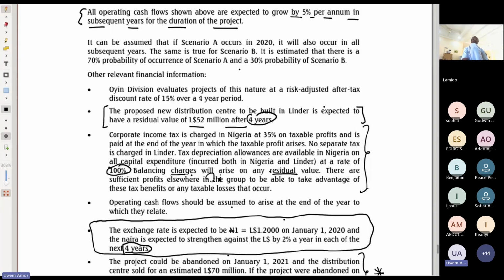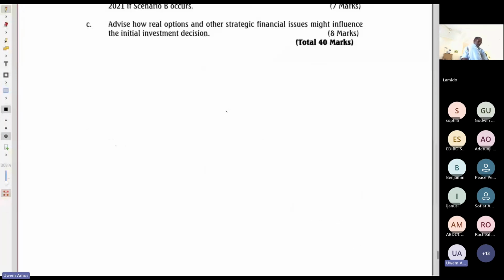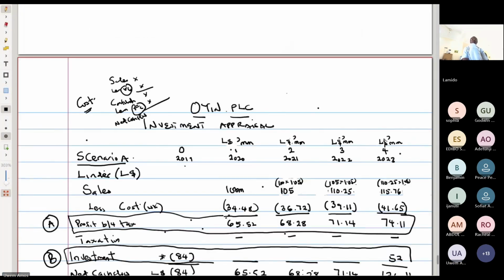When is it happening? At the end of the project, which is year 4. After the end of the project, we're going to sell the project. And so we're going to make use of the exchange rate at the end of year 4 for converting the 52 to Naira, just like we used the exchange rate for 2019 to convert the investment, because that was where the investment occurred. So what's our exchange rate for year 4?